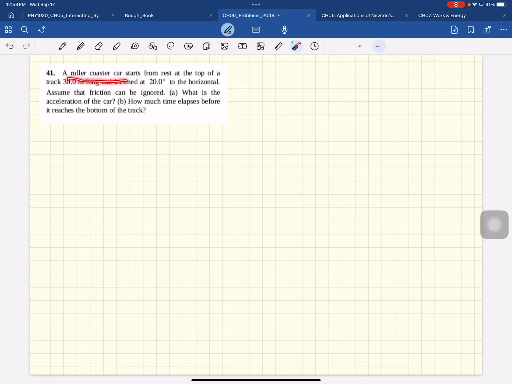A roller coaster car starts from rest at the top of a track, 30 meters long. 30 meters is roughly from there to that end. It starts from rest at the top of a track, 30 meters long, and inclined at 20 degrees to the horizontal. Assume that friction can be ignored. What is the acceleration of the car?